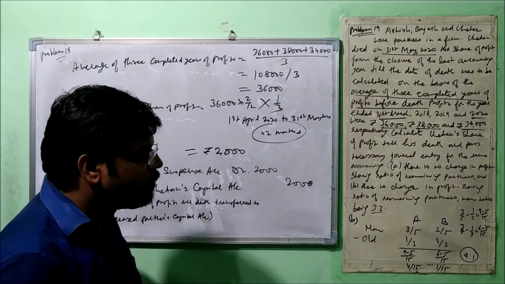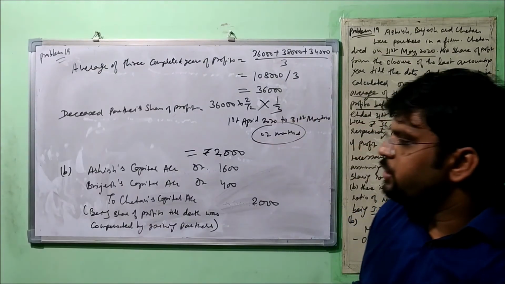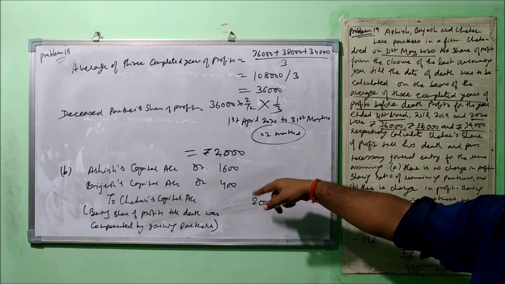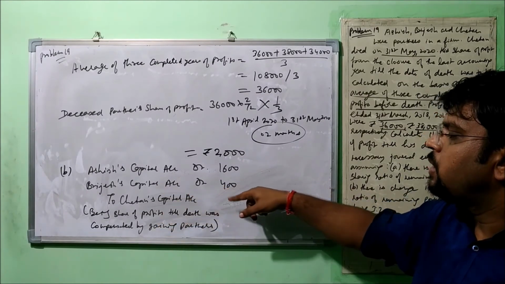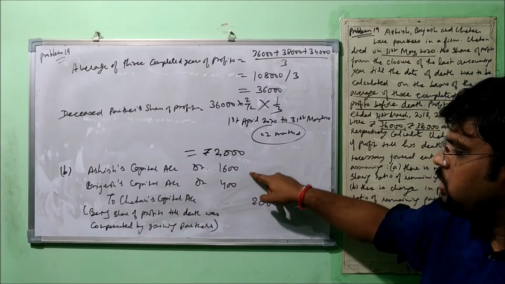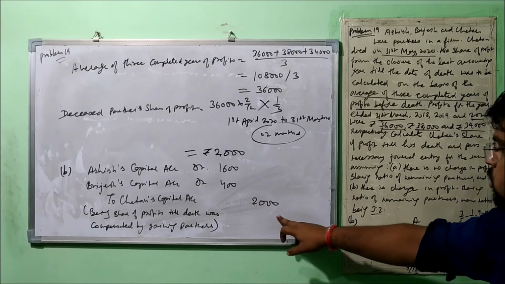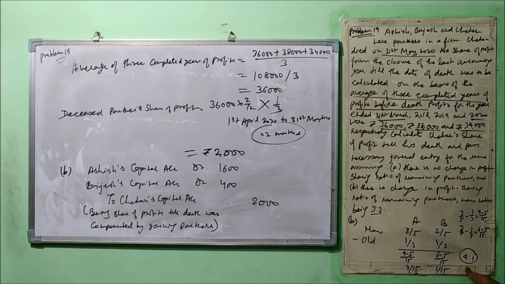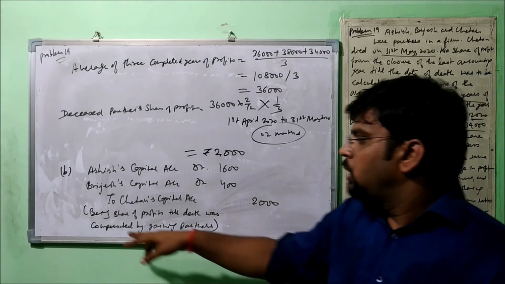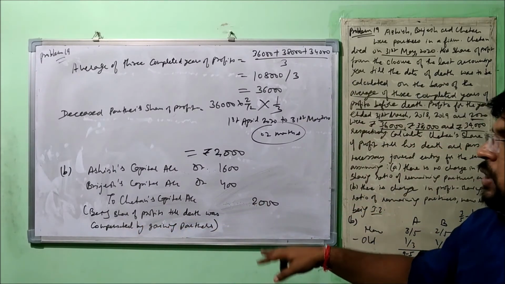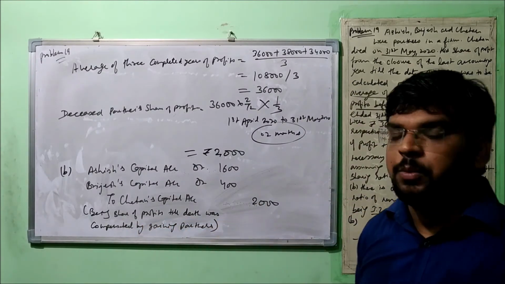So what entry will be passed? I'll show you. So pay attention here. Ashish capital account debit, Brajesh capital account debit to Chetan's capital account. 1,600 and 400 means this 2,000 has been divided in this 4:1 ratio. Right. Being share of profit till death was compensated by gaining partners.